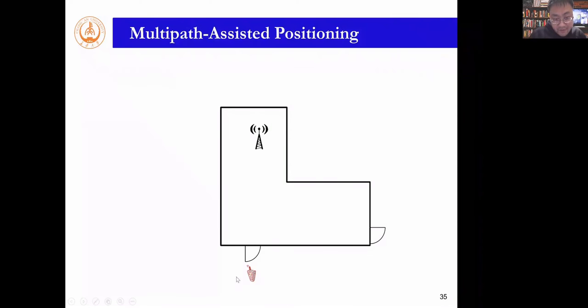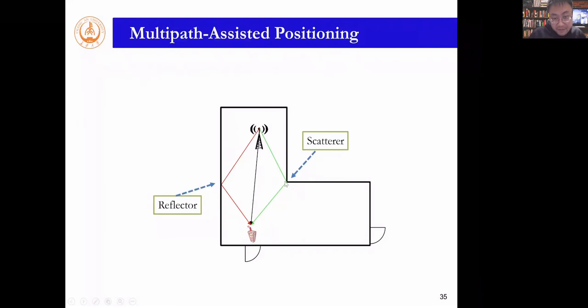And we have a mobile user who wants to enter the room and go outside from the right-hand side. So let's go inside the room first. We have a line of sight, right? We have reflectors on the wall, and we have a scatterer on the corner edge of the wall. So we consider only three paths. It means we are receiving three copies of what we are transmitting.